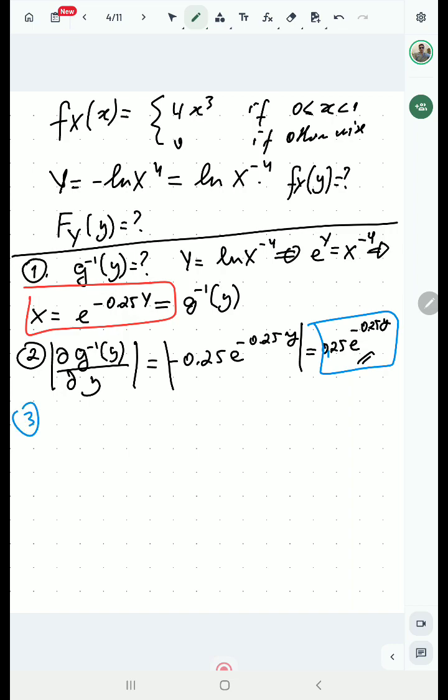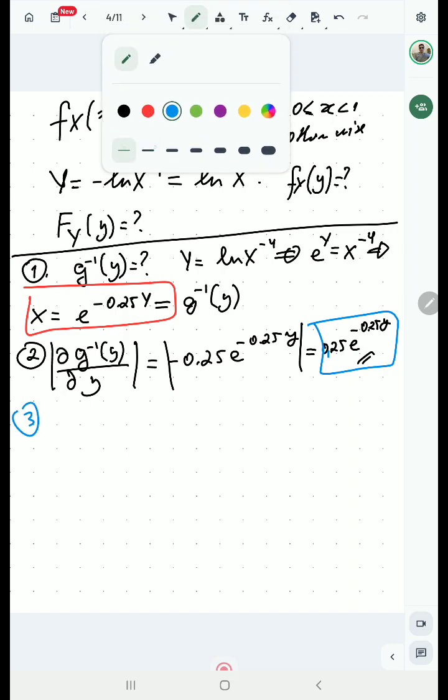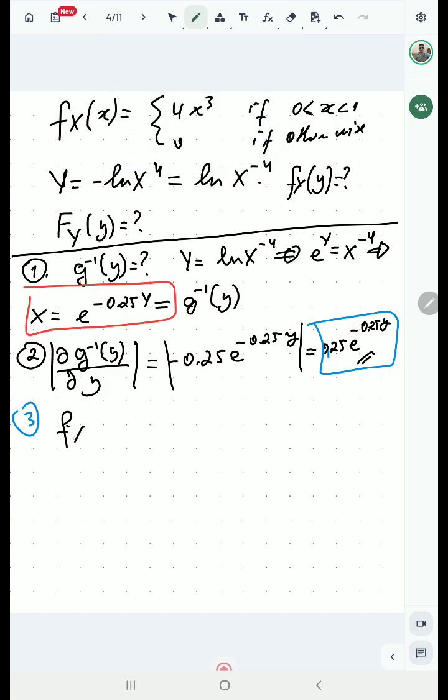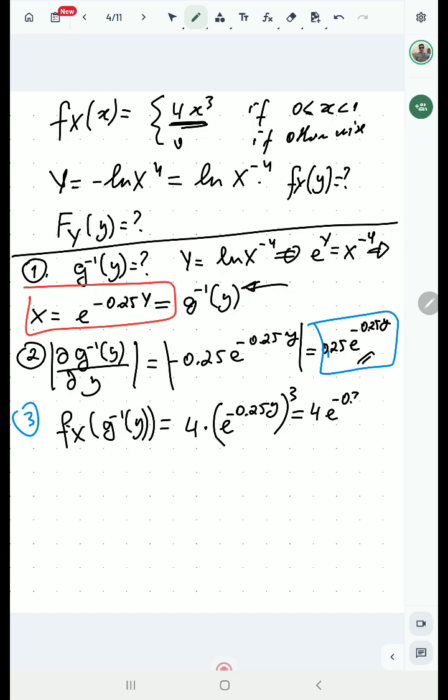Now, the third thing that we need is to evaluate f_X at the inverse function, which is easy. We know that f(x) is equal to 4x cubed. Instead of x, we are going to plug in the inverse function, which is here. So 4 times e to the power -0.25y, and we take the cube. That gives us 4 times e to the power -0.75y, okay?